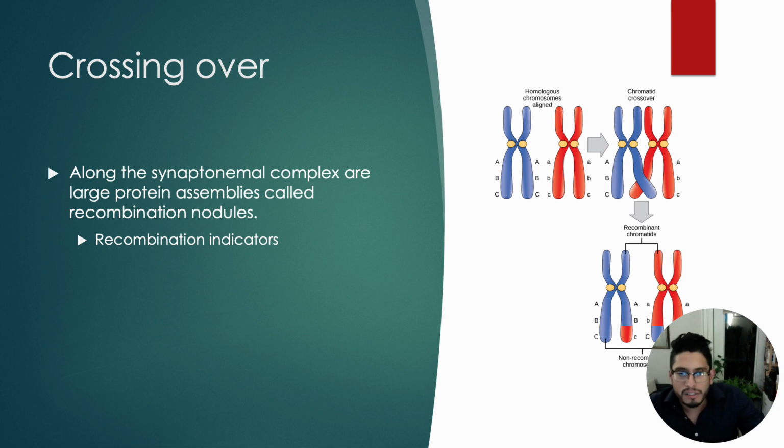Now, there isn't just like this free-for-all in which genetic material can be exchanged at any point in the chromosome. There are kind of these large protein signalers called recombination indicators that say, hey, I want genetic material exchanged here for the purpose of promoting that kind of genetic diversity.